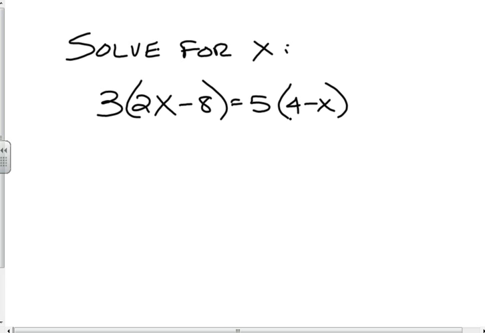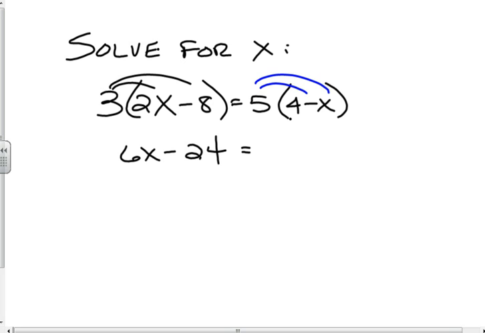Okay, so when you're looking at this one, order of operations, we're working each side of the equation. So I'm only going to worry about the left for just a second. Distributive property, 6x minus 24. Okay, now that's as good as it can get. Right-hand side, distribute through and get 20 minus 5x. Again, x and a number is as good as it can get.